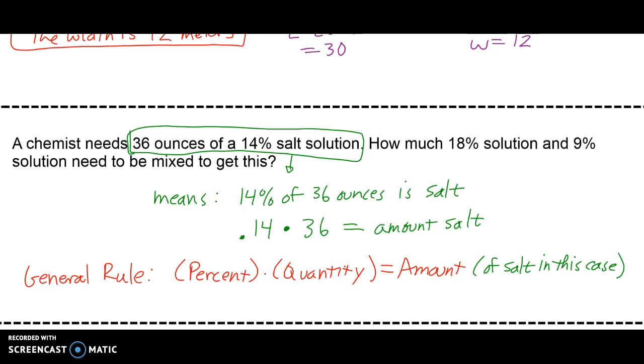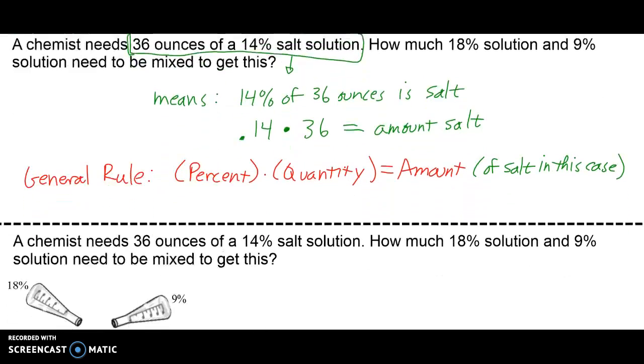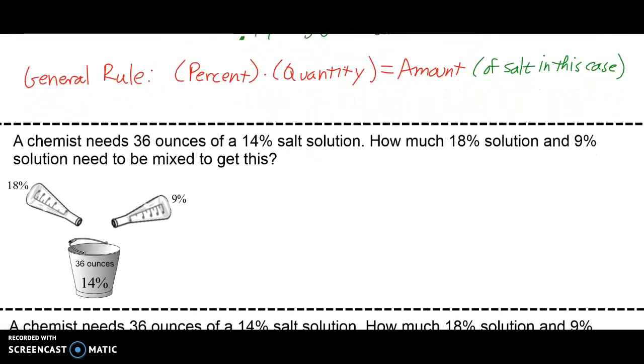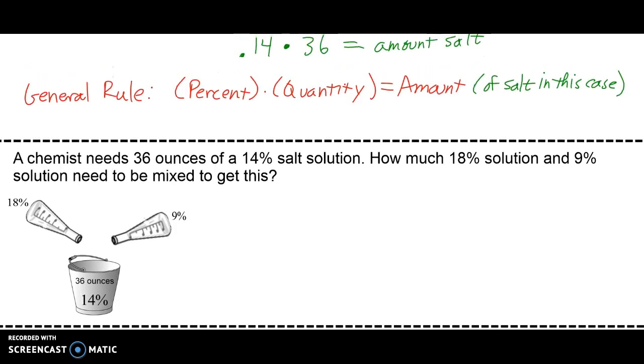So that's one of the challenges in these problems. Make sure you know what to do with the percents. The percents are going to be multiplied by quantities, and they're going to give you amounts of salt in this case. Now, the next key idea has to do with what it means when we're talking about mixing.